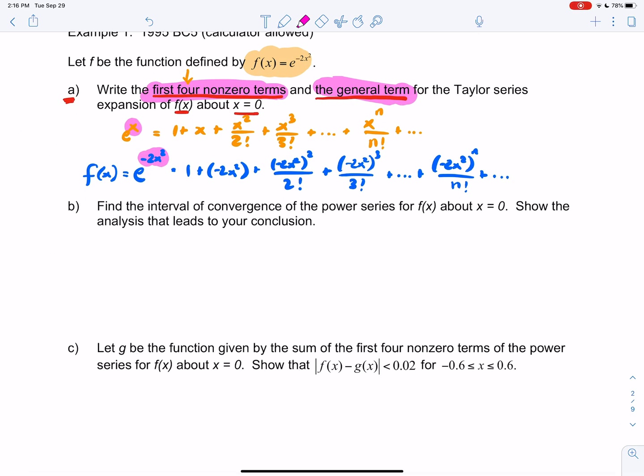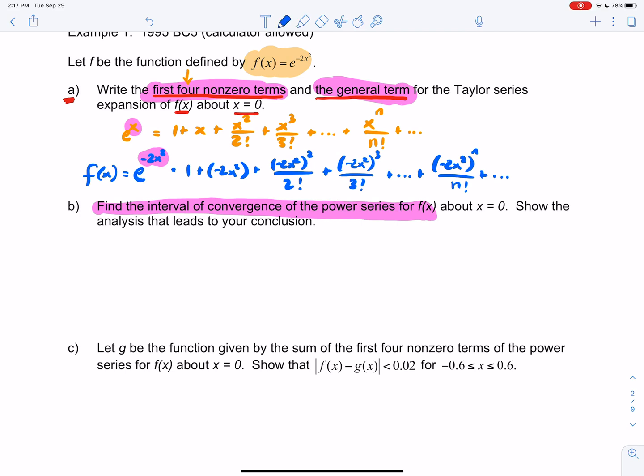Okay, part B. Find the interval of convergence for the power series f of x. Okay, show the analysis that leads to your conclusion. Go ahead, press pause there, and play whenever you're ready. Find the interval of convergence.